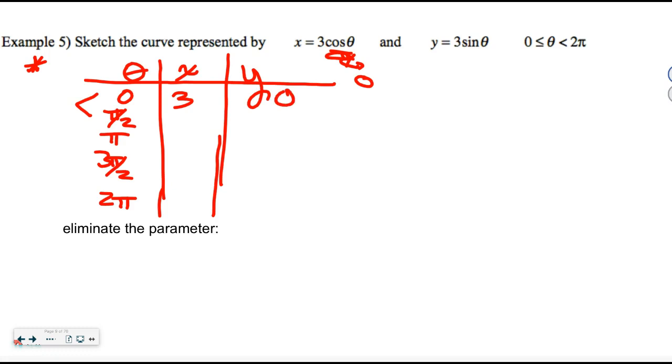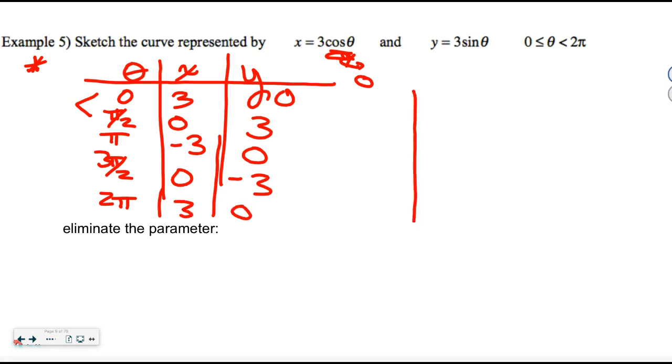Can I go fast through that? This is why I can do so many days of pre-calc in one day. We should be able to zip through the table. What's the next one going to be? 0. And what's the next one going to be? -3, 0. What's the next one going to be? There we go. And I'll end the same place I started.